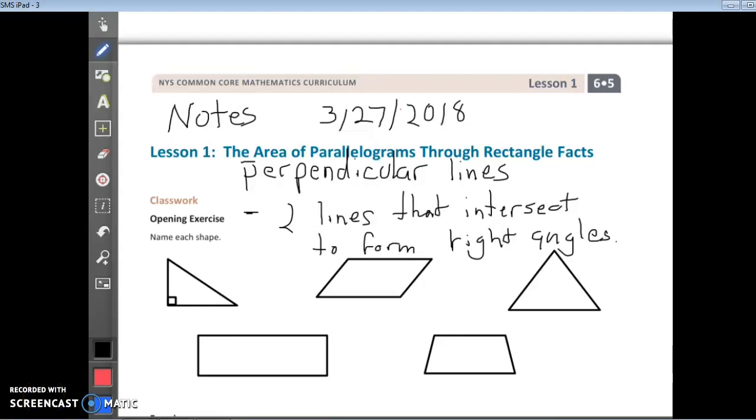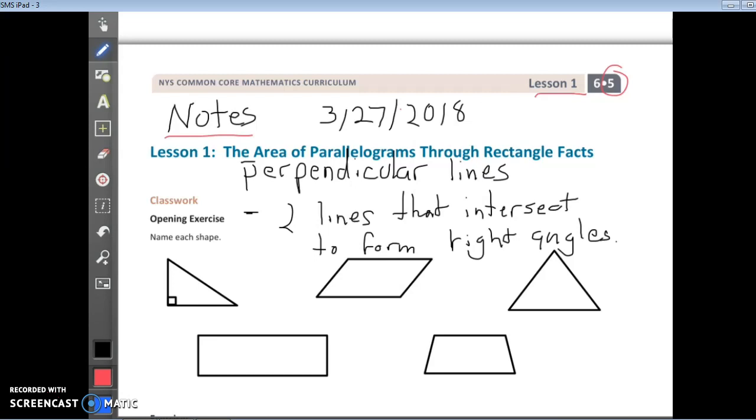Good morning. Today we're going to cover Module 5, Lesson 1. We're going to be taking notes, so please make sure if you need to stop the video to write the notes down, please do. So yesterday we started talking about area of parallelograms. Today we're going to actually take notes on it.